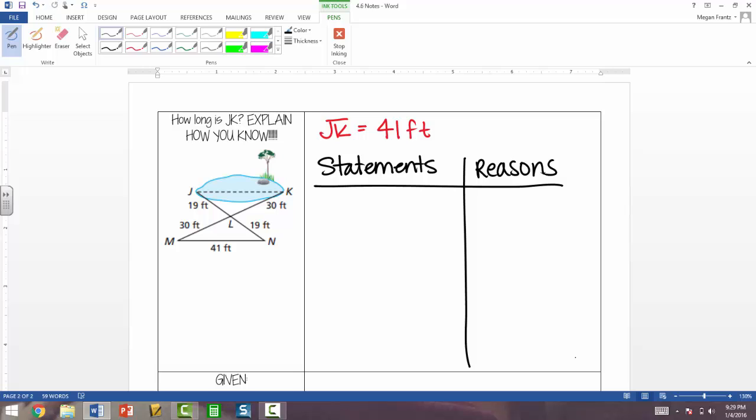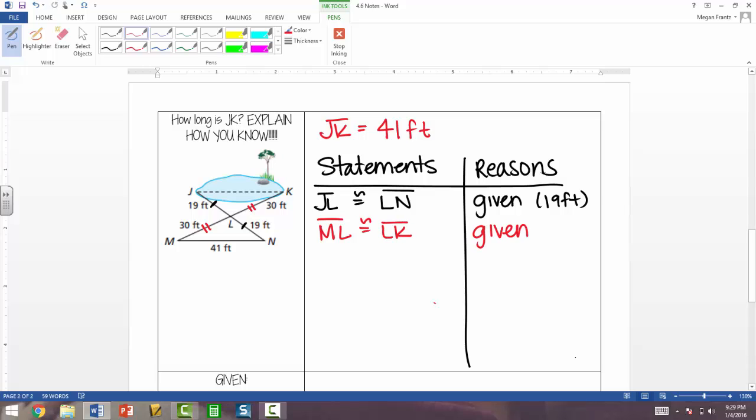So we know that both of these are 19. So we know that JL is congruent to LN because they're given to us. They're both 19 feet. And then another one we know is that these two are both 30. So ML and LK are congruent. Because again, it was given to us.